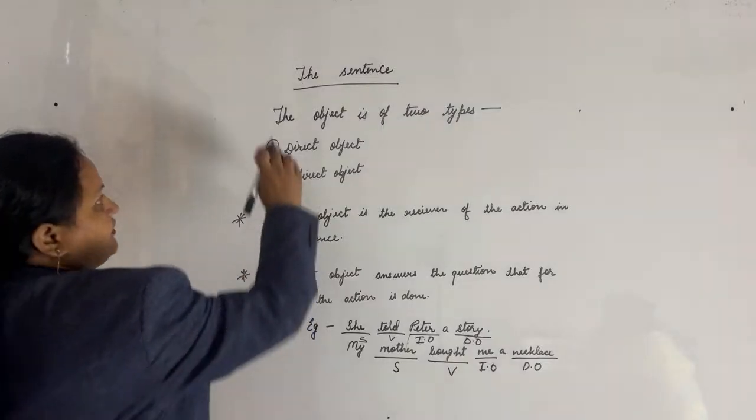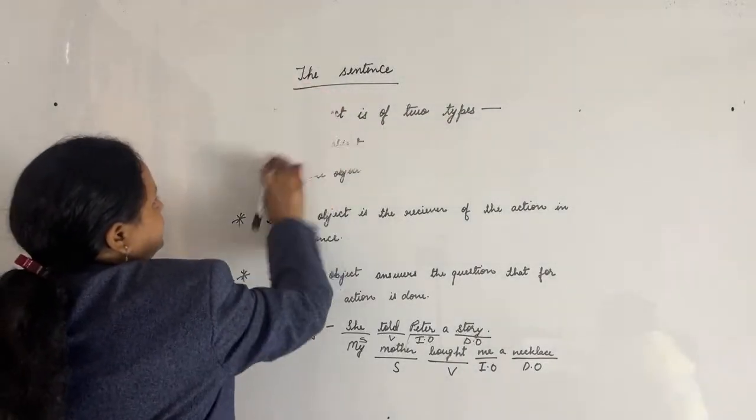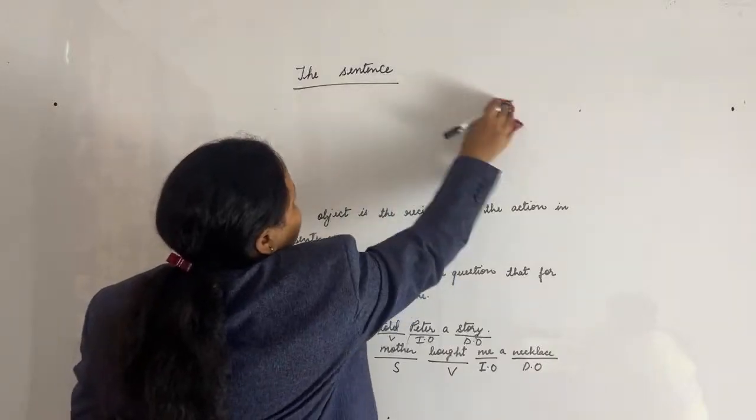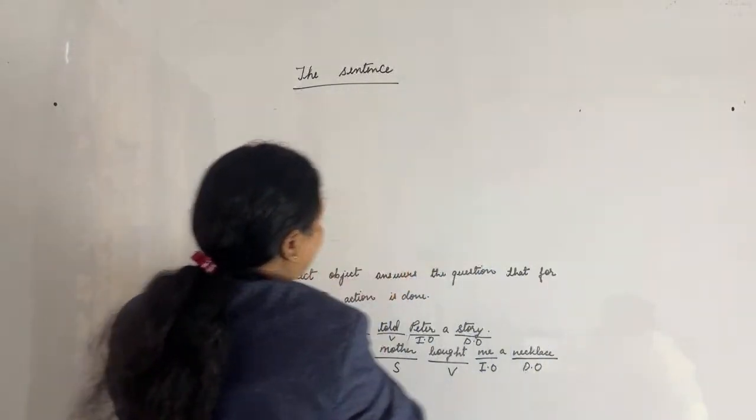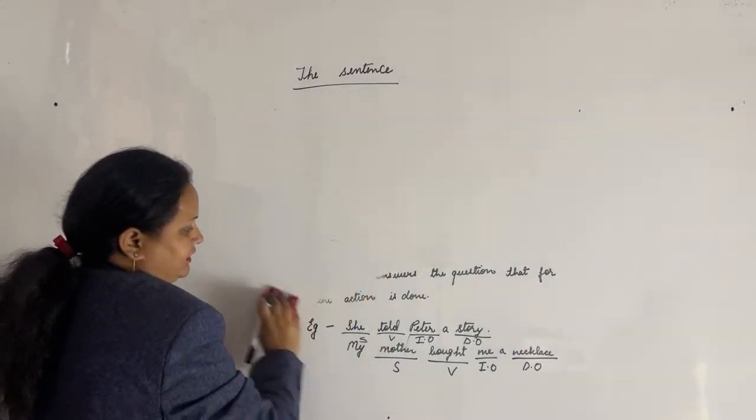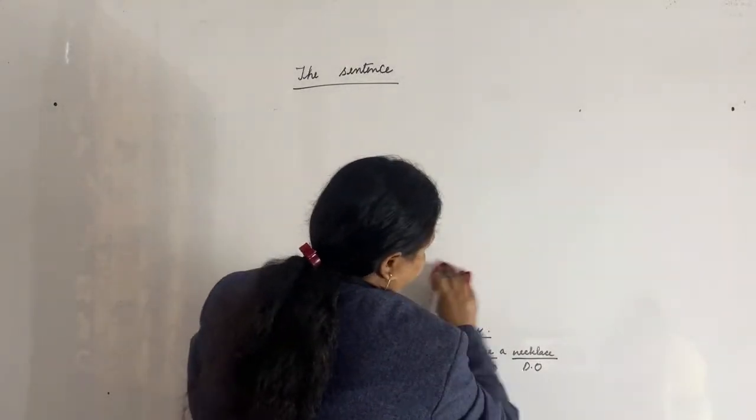Now we will make it clear with some examples. English grammar is also like maths. If we practice it more and more, we get very clear by the practice.